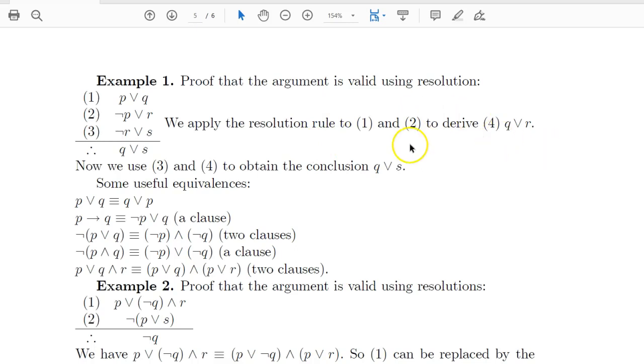If we select 3 and 4, so this 3 and this 4, we can eliminate R, not R, and we conclude that Q or S is true. But Q or S is the conclusion. So we're done.